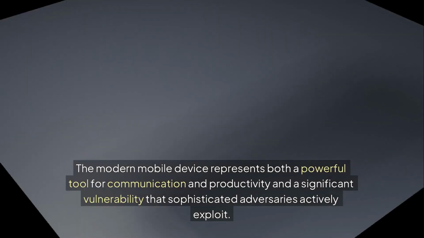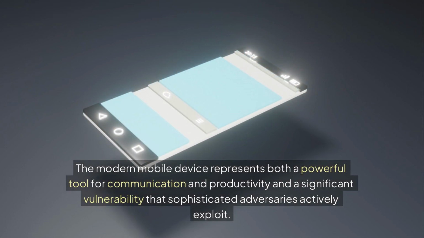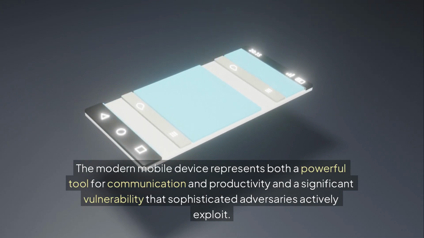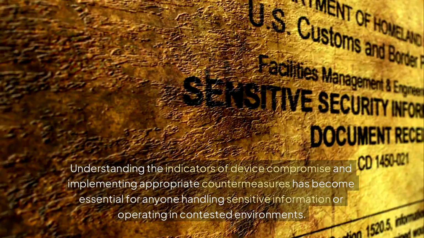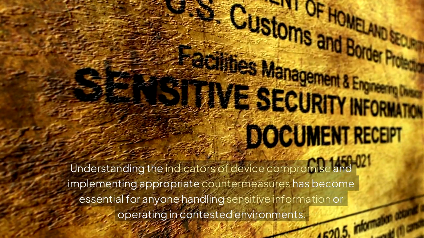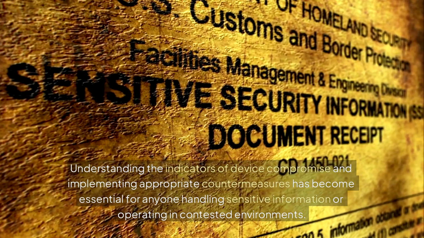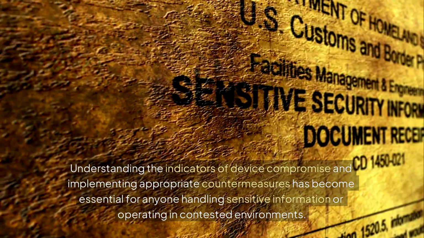Conclusion: the modern mobile device represents both a powerful tool for communication and productivity and a significant vulnerability that sophisticated adversaries actively exploit. Understanding the indicators of device compromise and implementing appropriate countermeasures has become essential for anyone handling sensitive information or operating in contested environments.